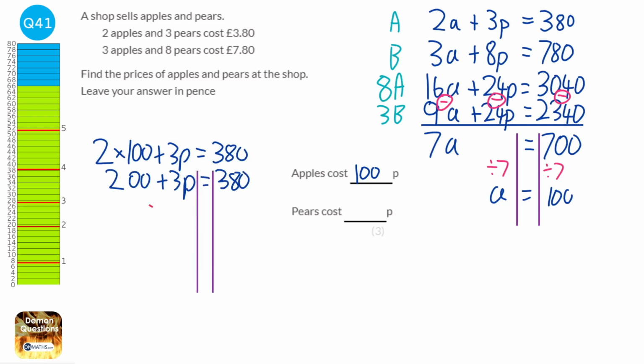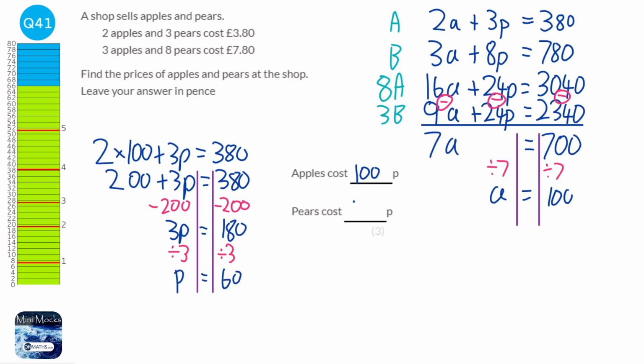And we're going to subtract 200 from both sides. So it's going to be 3p equals 180. And then we're going to just divide by 3 both sides. And we've got p equals 60. So a pear costs 60.